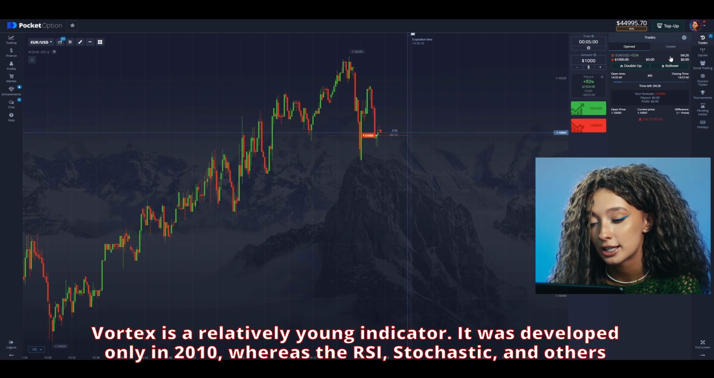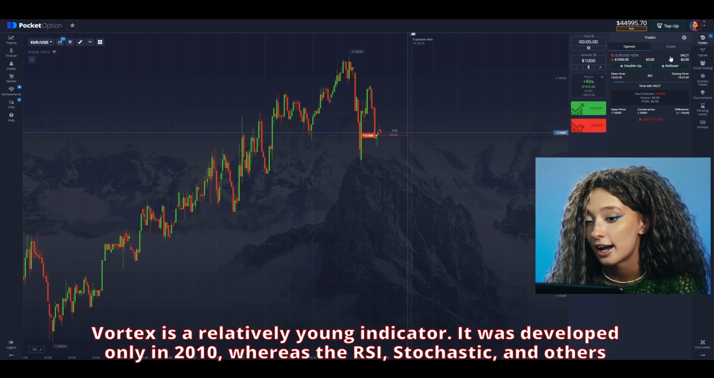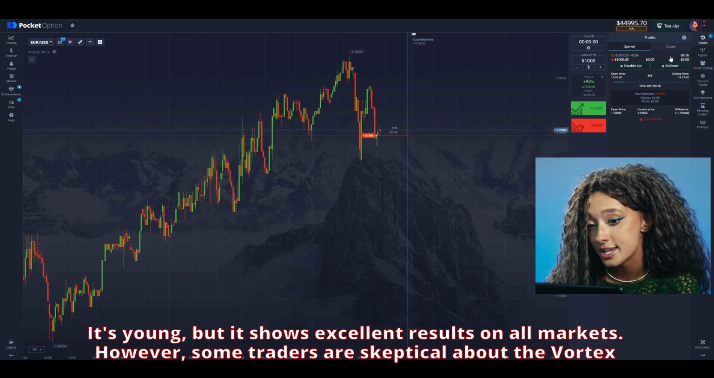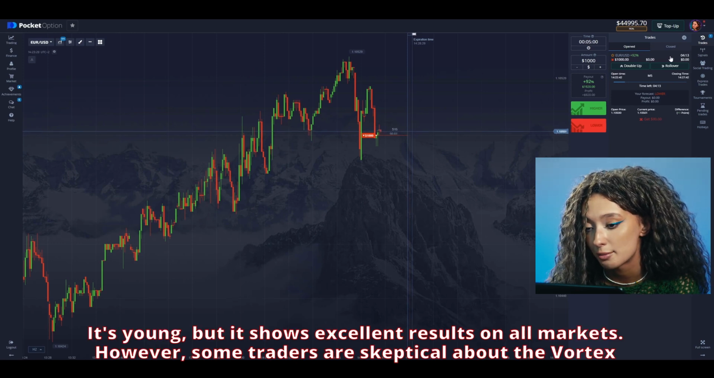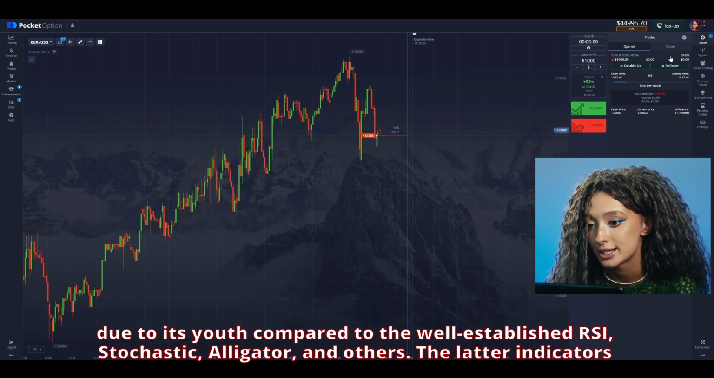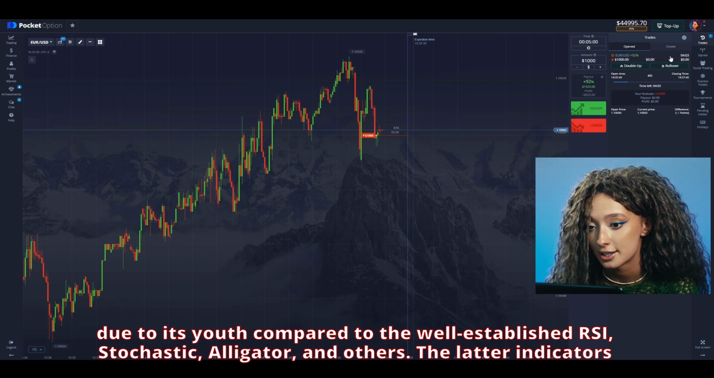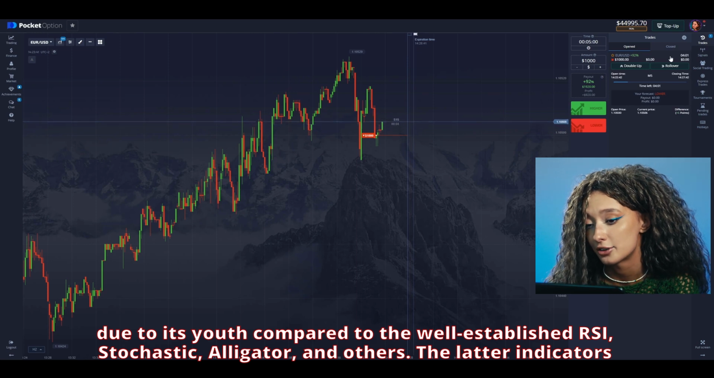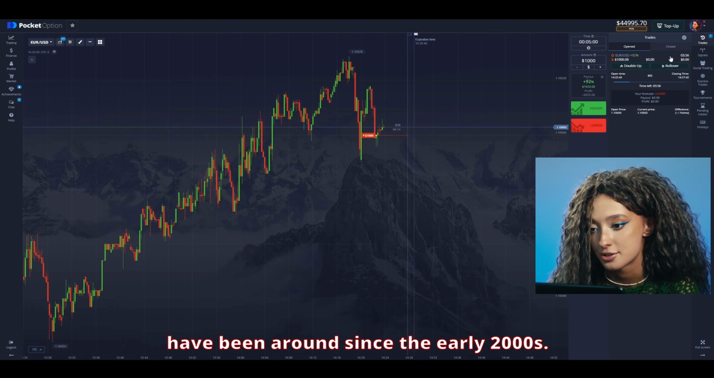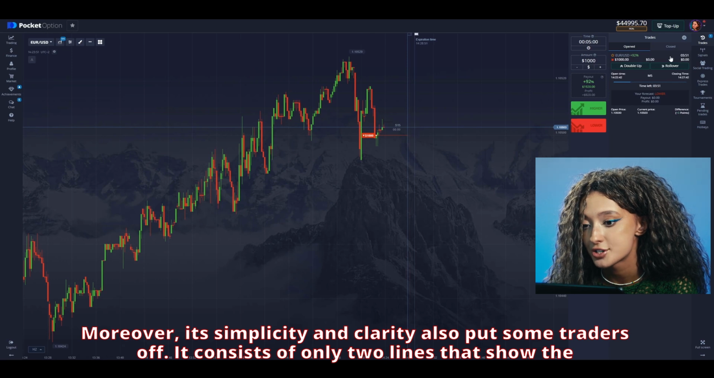It was developed only in 2010, whereas the RSI, stochastic, and others were created back in the 1970s. It's young, but it shows excellent results on the markets. However, some traders are skeptical about the Vortex due to its lack of history compared to the well-established RSI, stochastic, alligator, and others. The latter indicators have been around since the early 2000s. Moreover, its simplicity and clarity also put some traders off.